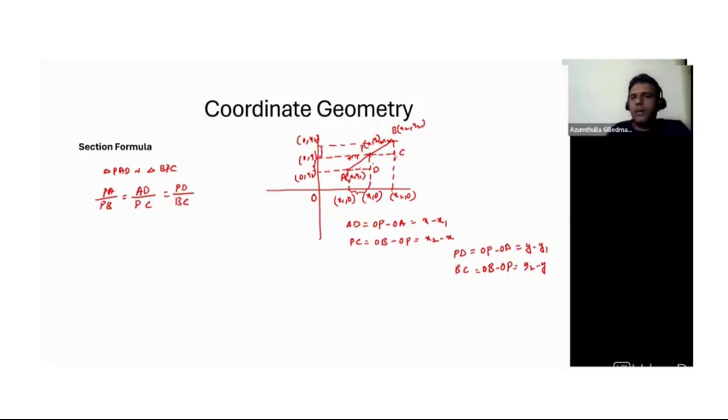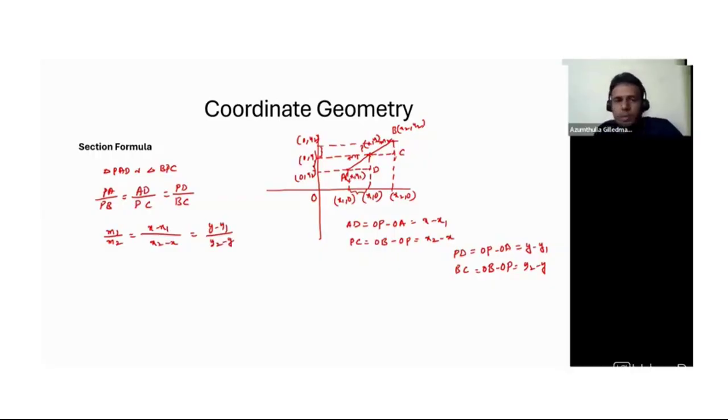What is PA by PB? PA by PB equal to m1 by m2, that equals AD, which is x minus x1 by x2 minus x. Hope you guys are following, right? Then PD by BC. PD by BC is y minus y1 by y2 minus y.